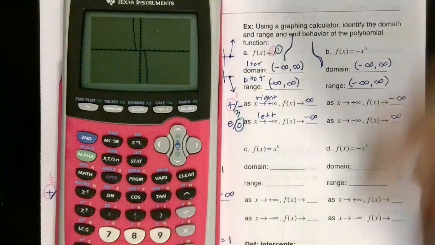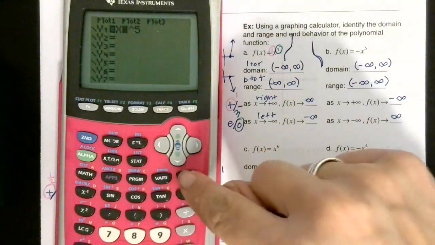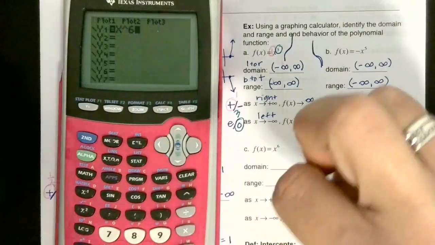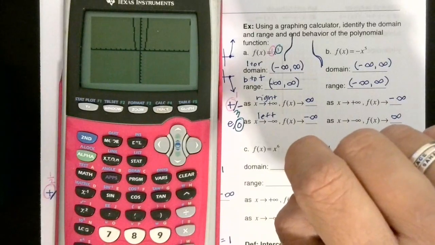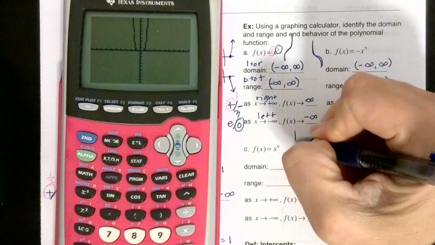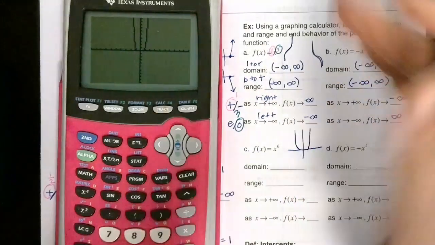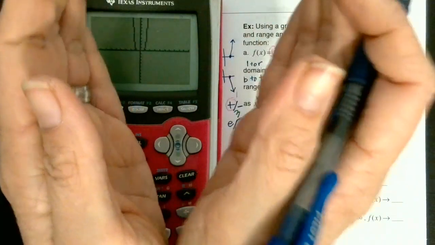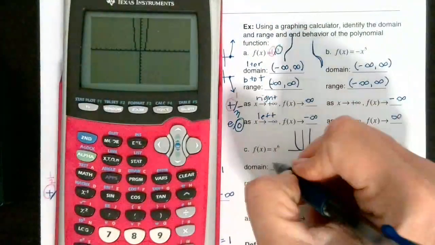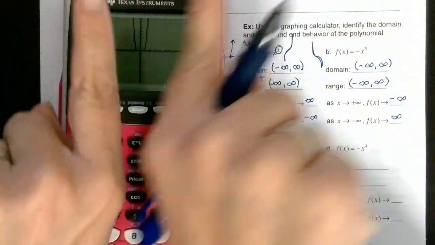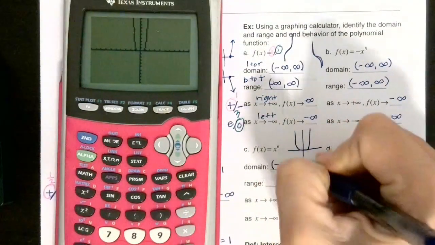Okay, moving on, y equals, oh, I didn't clear it, x raised to the 6th power, graph. Oh, that looks interesting. So this graph is kind of doing something like this right here. Because it goes like this forever, the domain, going out, out, out forever, is negative infinity to infinity.